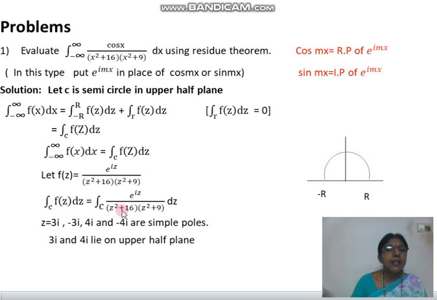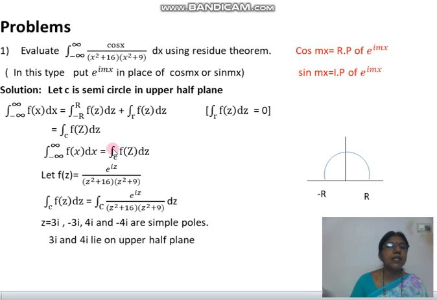Now for z square plus 9, the roots are 3i and minus 3i. For z square plus 16, the roots are 4i and minus 4i. These are all simple poles, because the brackets have power 1. Now this is f of z.